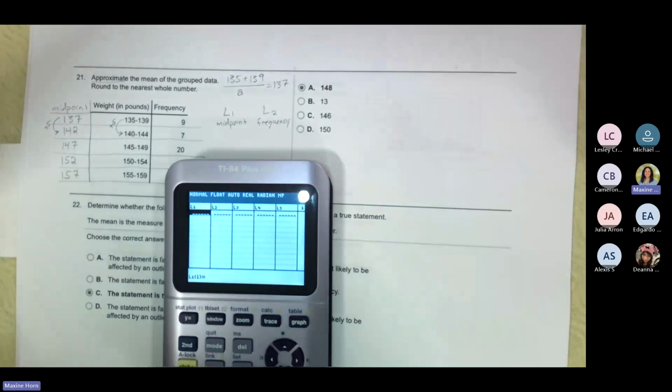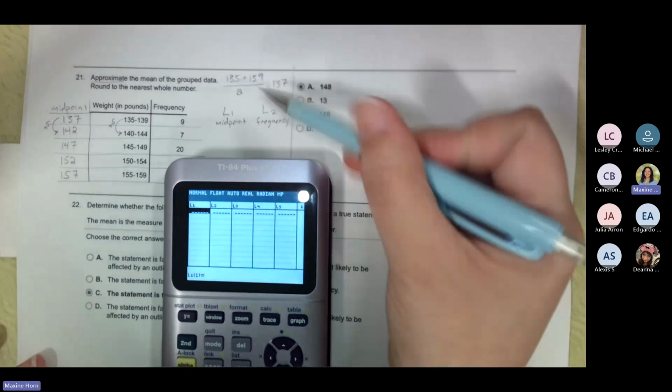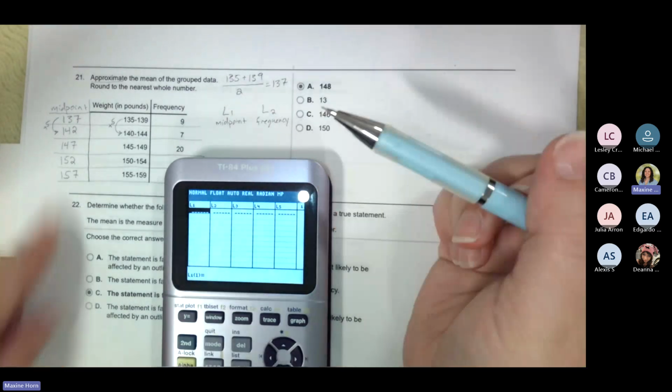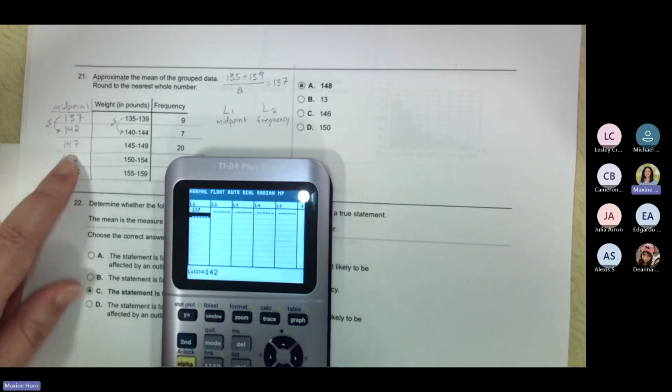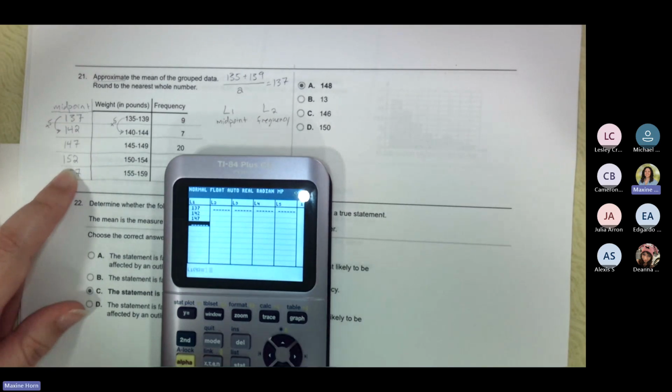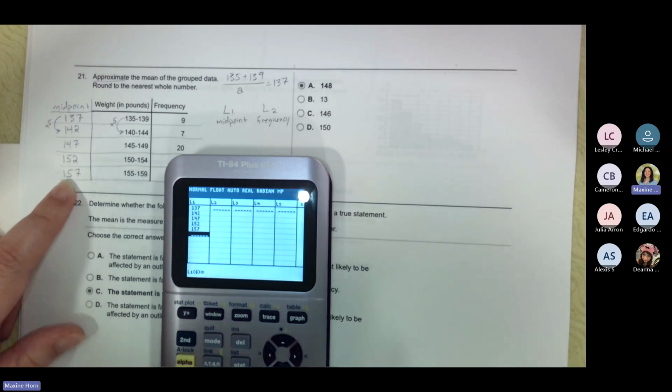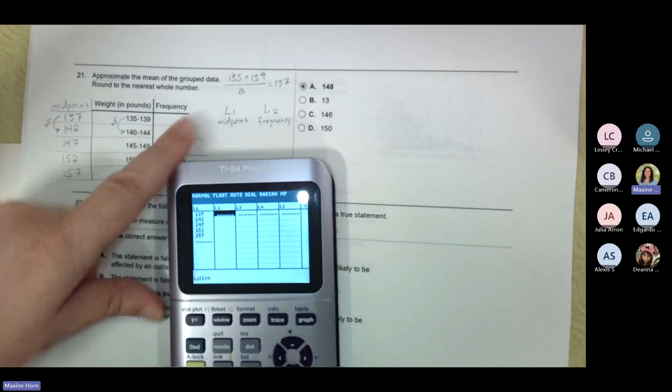Okay, so we're going to put all these numbers in. Remember, L1 is our midpoint. Okay, 137, enter. 142, enter. That's how we get from one to the next, enter. And then L2 is our frequency.